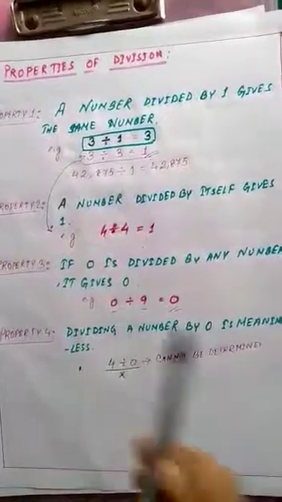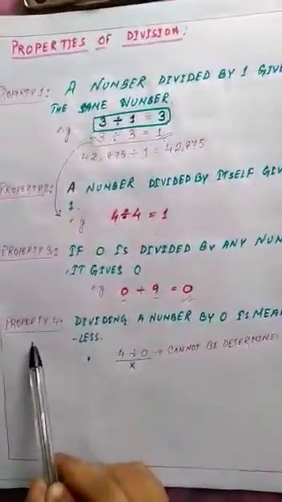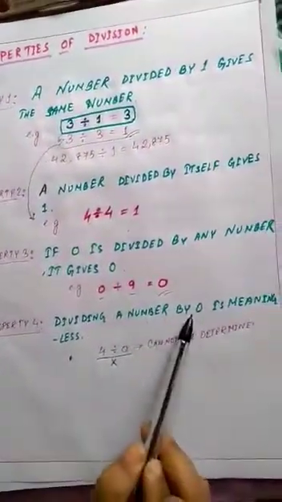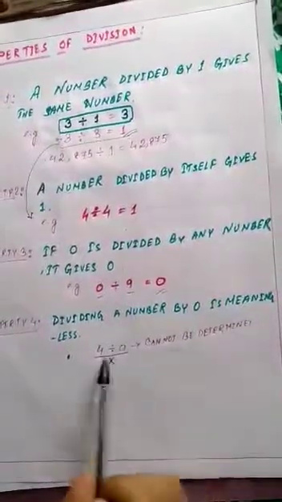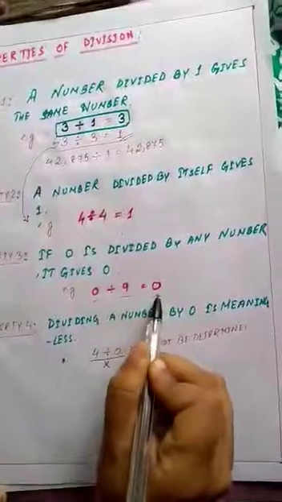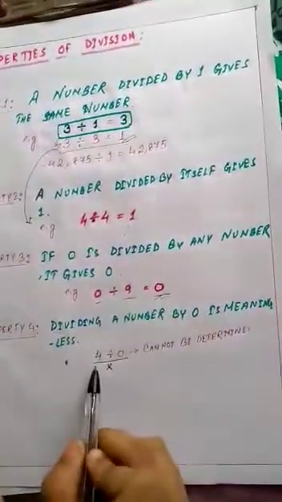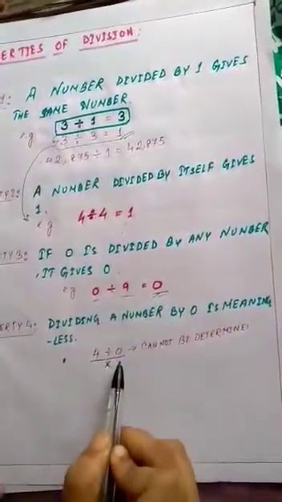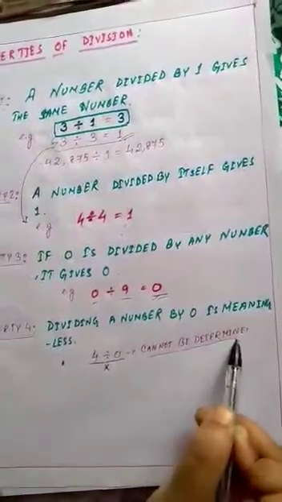Okay students. Now see property number 4. Dividing a number by 0 is meaningless. That means we can divide 0 by any number and we'll get 0, but we cannot divide a number by 0. That cannot be determined.